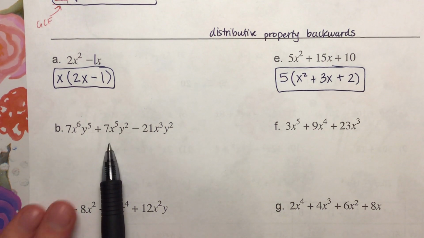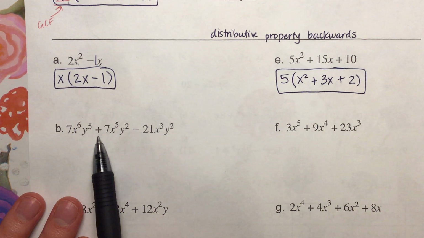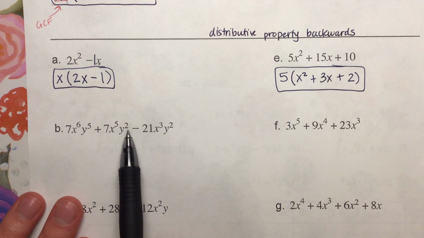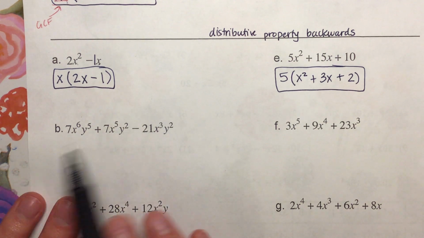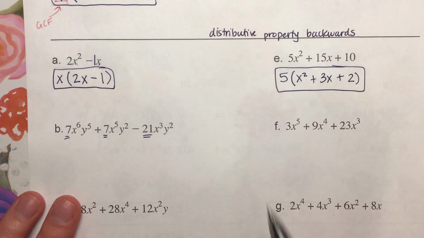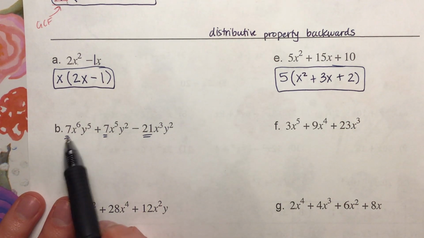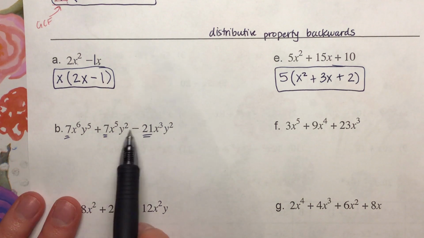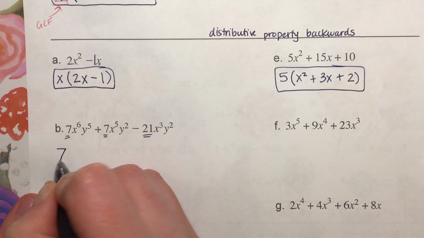Let's jump over here to example B now. I have 7x to the 6th y to the 5th plus 7x to the 5th y squared minus 21x cubed y squared. Focus on the numbers first. I have 7, 7, and 21. What is the largest number that I can divide evenly out of each of those numbers? 7 is the largest. I can take 7 out of 7 and 7 out of 7, and 21 is divisible by 7 as well. So I'm going to write 7 up here.